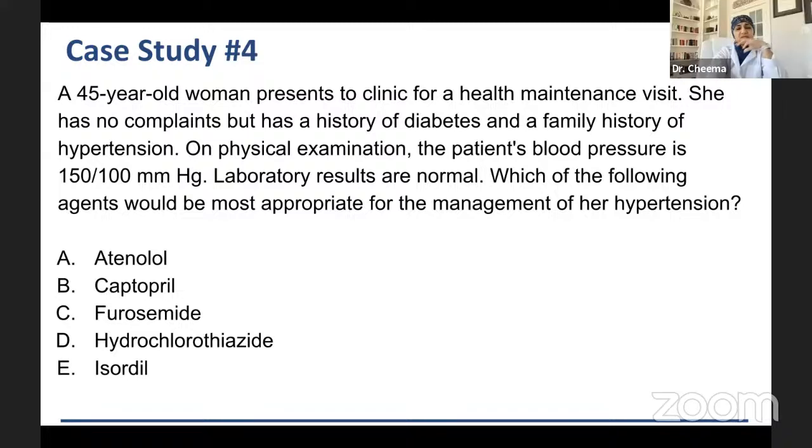Good. So in this case study, they are asking about the patient who has diabetes and hypertension. So how will we treat the patient? These are all different drug classes to treat hypertension. So which medicine are we supposed to pick, because these all can treat hypertension, right? So we have to give the rationale for why we are choosing one.